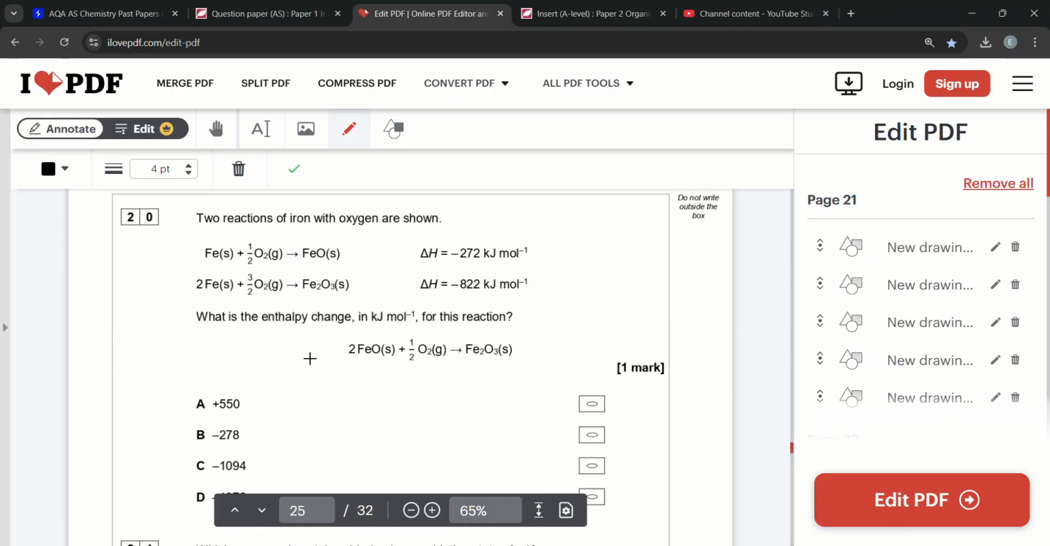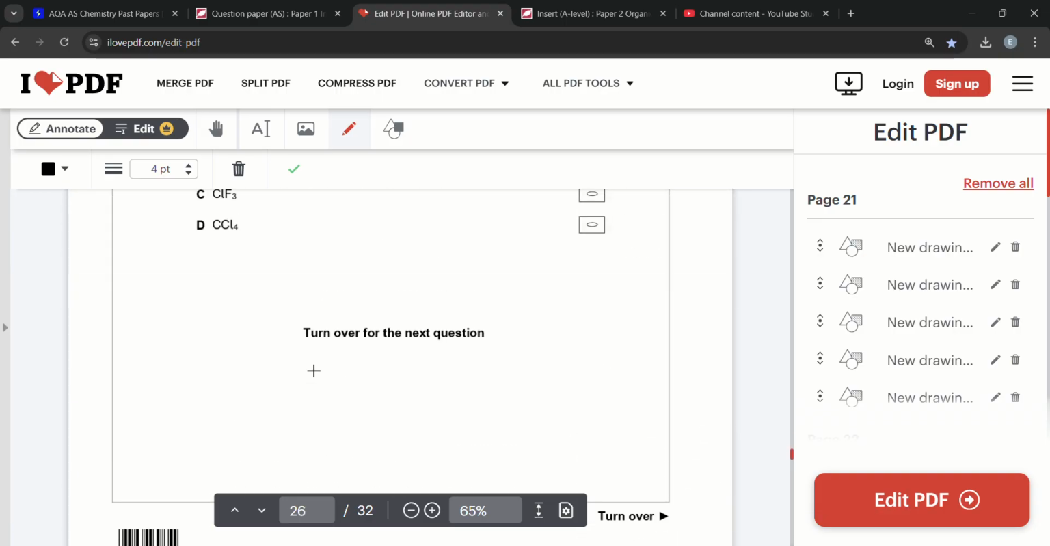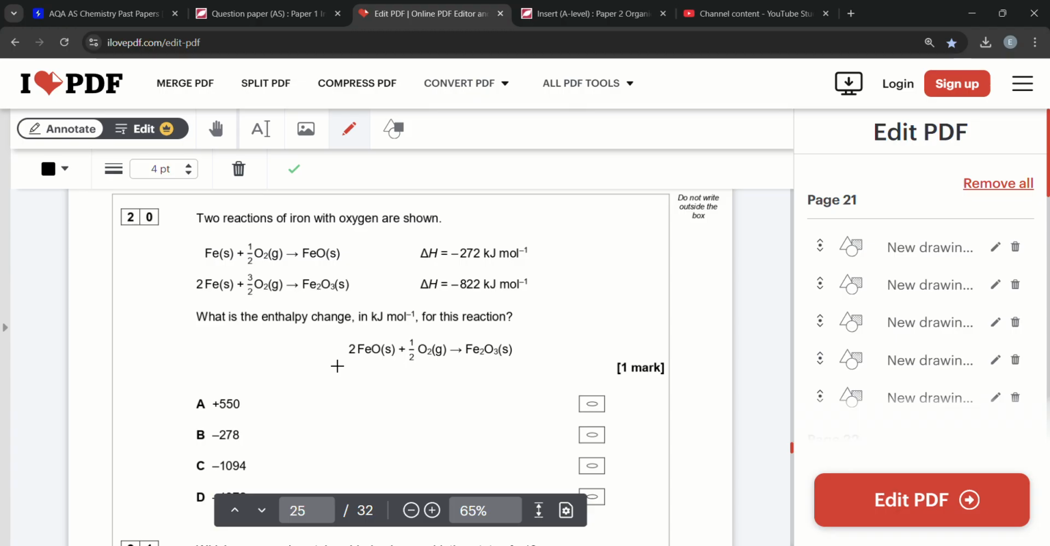Question 20. What is the enthalpy change for this reaction? Okay. This is to form this, and this is from Fe. Obviously that's going to be 0 because it's just a single element, O2. We also have 2 FeO, so 2 times minus 272. It's going to be minus 822 minus 544, minus 278.